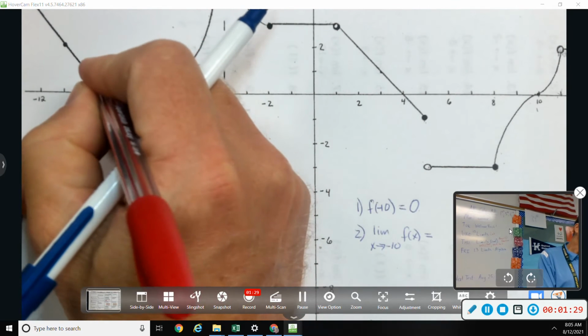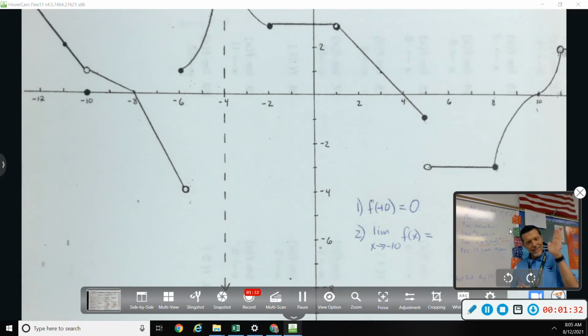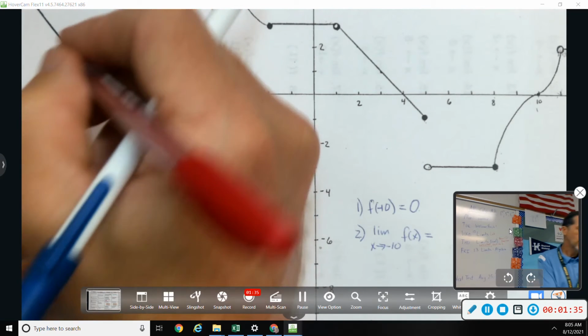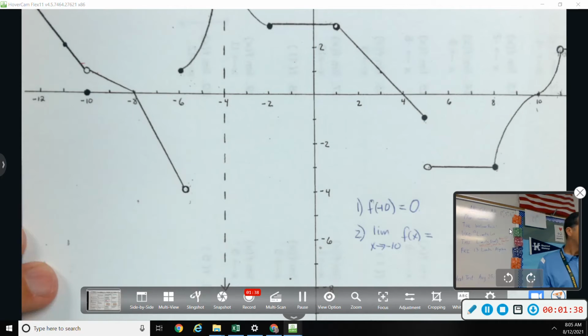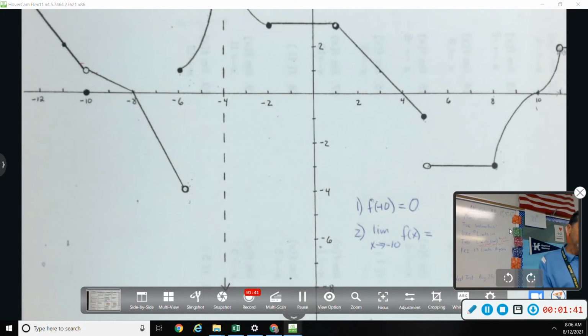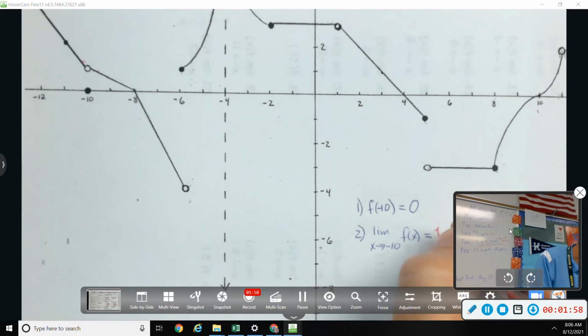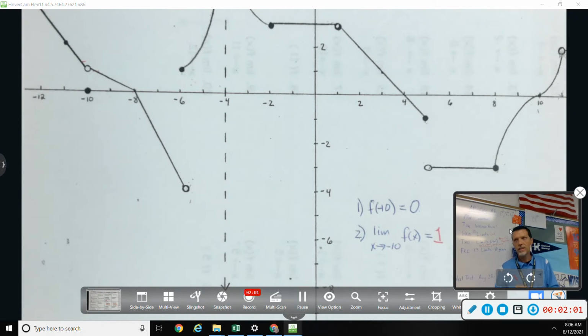So we're getting closer and closer and closer. We don't care what's happening exactly at negative 10. We just want to get closer and closer. So what's the graph headed to as x gets closer to negative 10? There is a hole, but the hole is at negative 10. I don't care what's happening at negative 10. I care what's happening really close to negative 10. What is it headed toward? It's 1. So the limit is equal to 1. So the function, there's a hole there, and the function's at 0, but the limit is at 1 as we get really, really close to it.